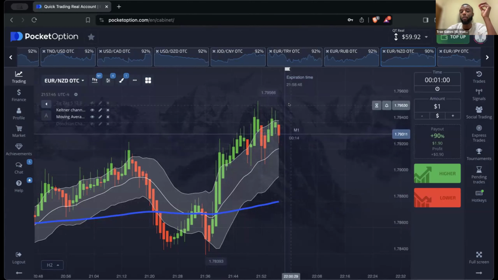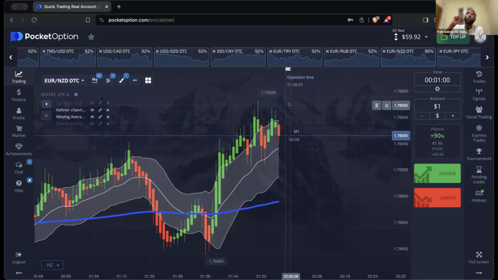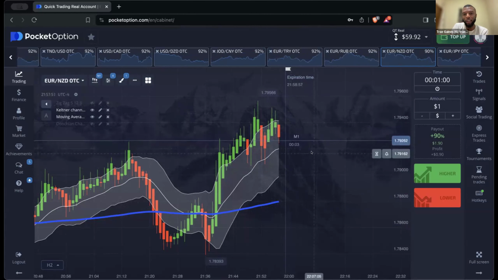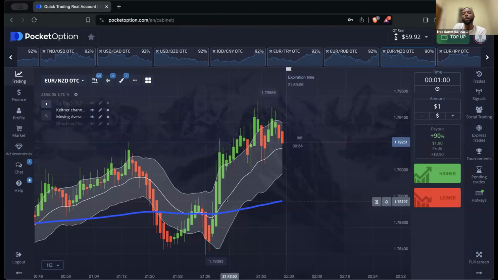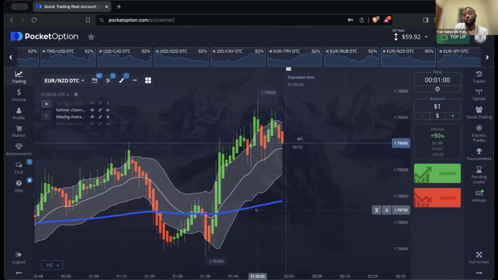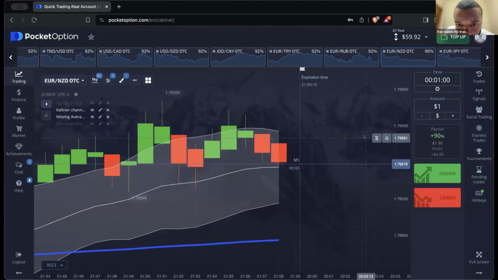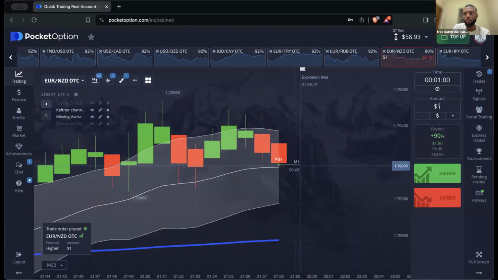One thing I do love about this strategy is that when we're trading like this one, we're actually trading with the trend. When you're in consolidation, it's a little iffy because the market is kind of indecisive. But right now, we're trading with the trend. We know we're trading with the trend with this strategy because we're seeing where the EMA is.